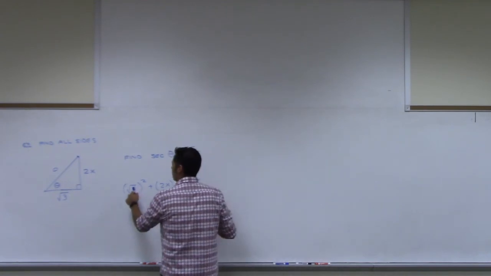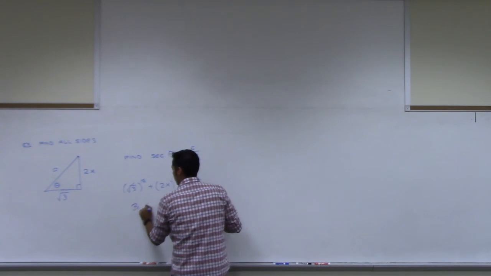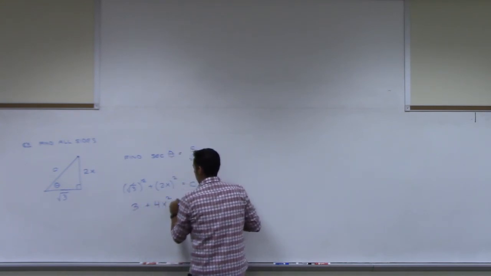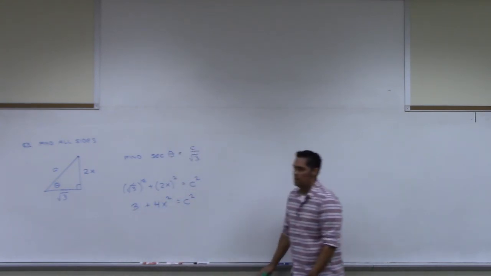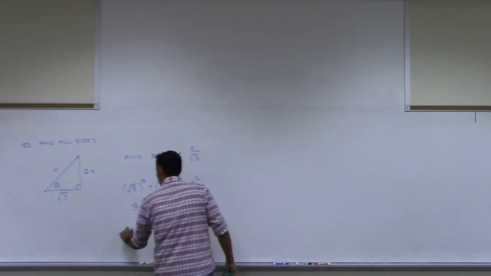So here, when you square a square root, the root and the square go away. You just get the 3. Here you get 4x squared, and here you have c squared. And now square root both sides. So square root here.